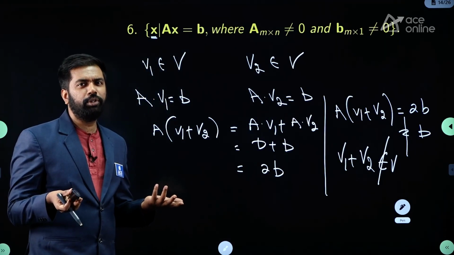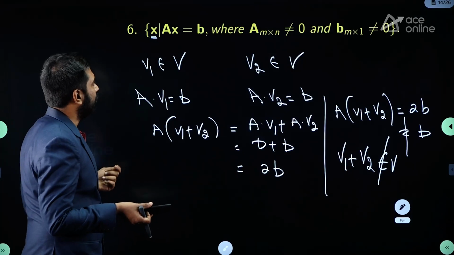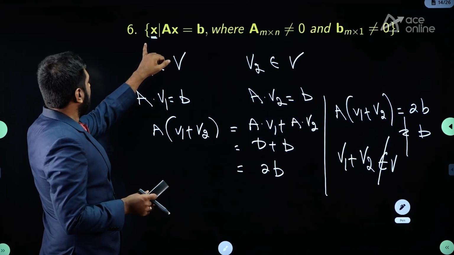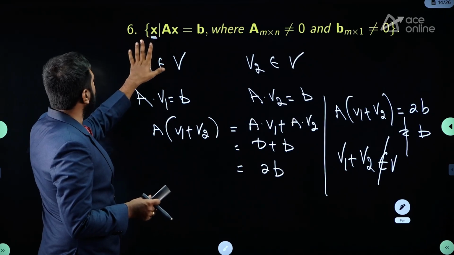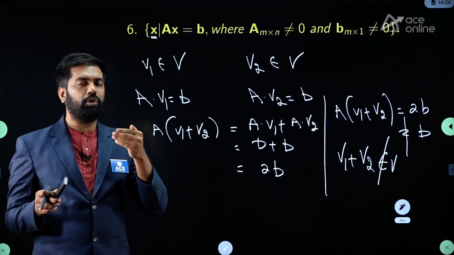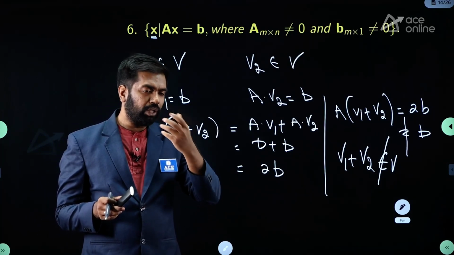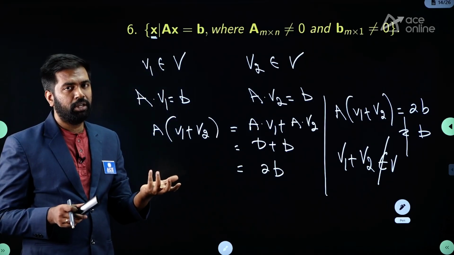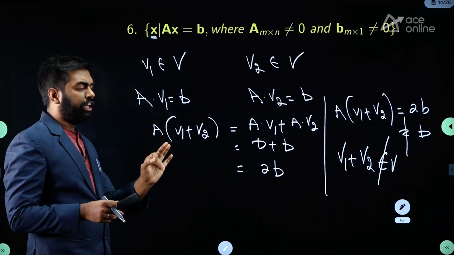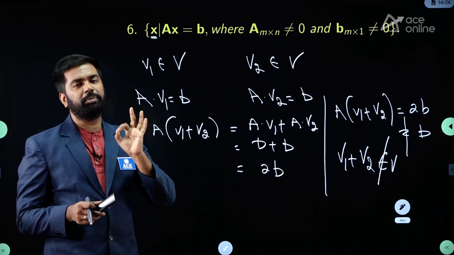Many students get confused with this. What are they talking about? I'll explain once again. Nothing to worry. It is all about the solutions which satisfy Ax equal to B. You all know Ax equal to B represents a non-homogeneous system. You take all the solutions which satisfy this condition and keep them as a set. Now I want to verify whether that set forms a subspace or not.